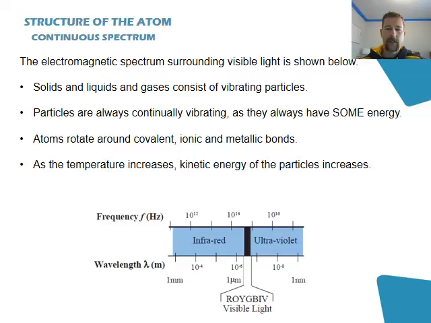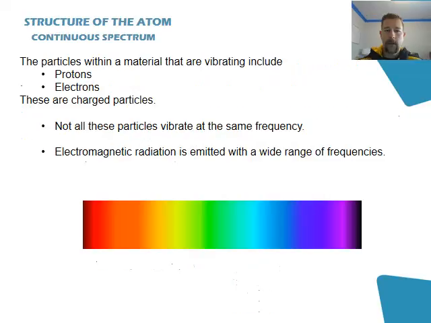There's a diagram here of the spectrum of light surrounding visible light, which is the black band. And this is what we're going to be looking at. In addition to atoms moving around atomic bonds, other particles that can move in a material include protons and electrons. So these could be vibrating in a direction that's up and down, left and right, or any other direction in the material. Now, as there's so many atoms moving in all different directions, there's a wide range of frequencies of electromagnetic radiation that are produced.